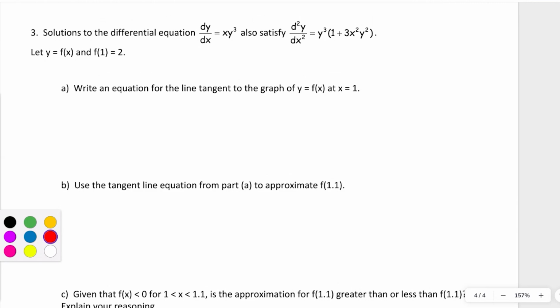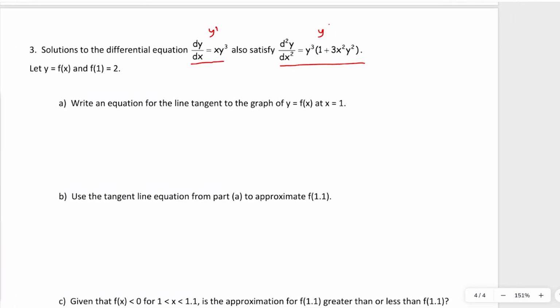All right, solutions to the differential equation. So here we're given dy dx. And we're given the second derivative. So this is like our y prime, this is our y double prime, and we're also given 1 point on f of x. So this could be like our x1, y1 here. Okay, part A says, write the equation of the line tangent to the graph at x equals 1.